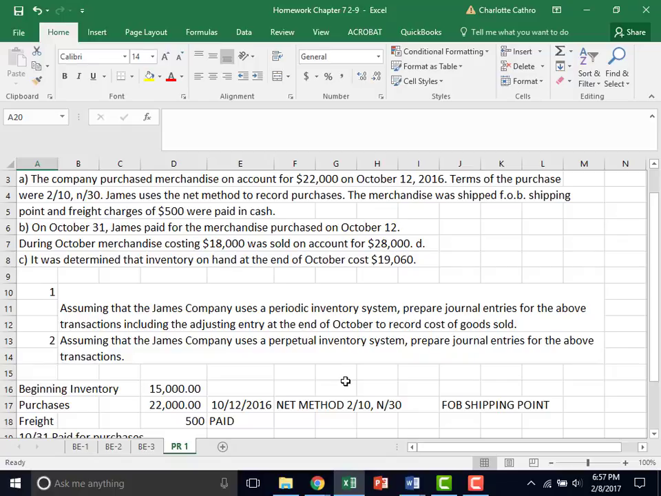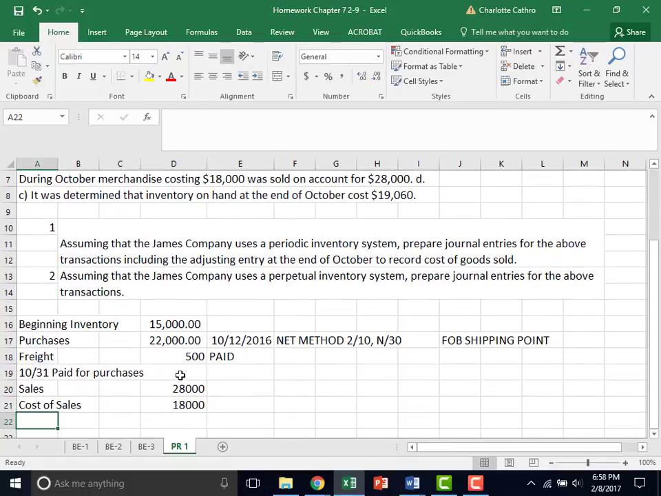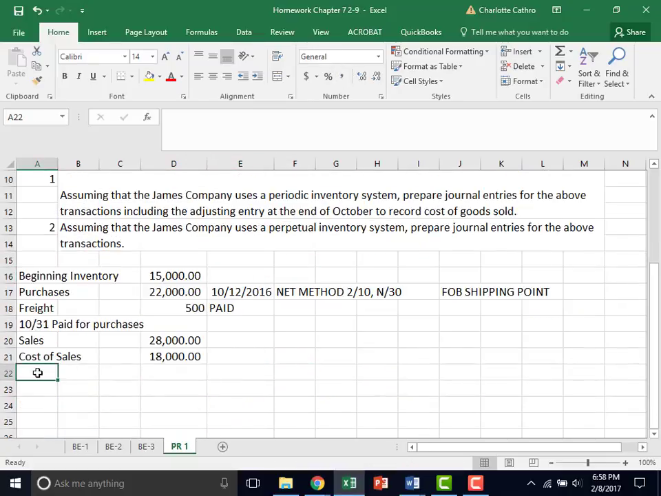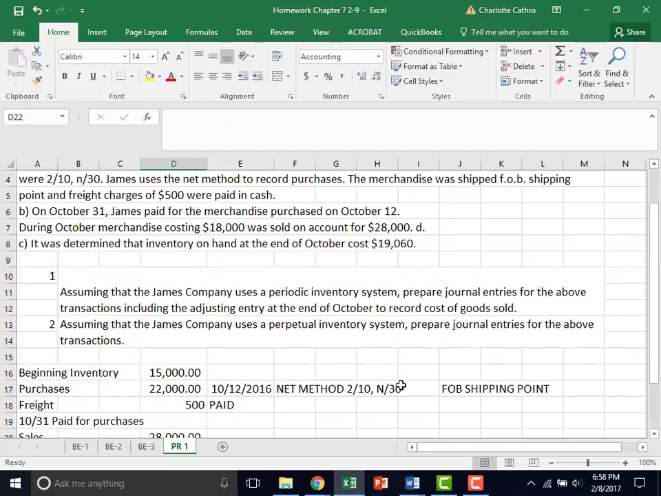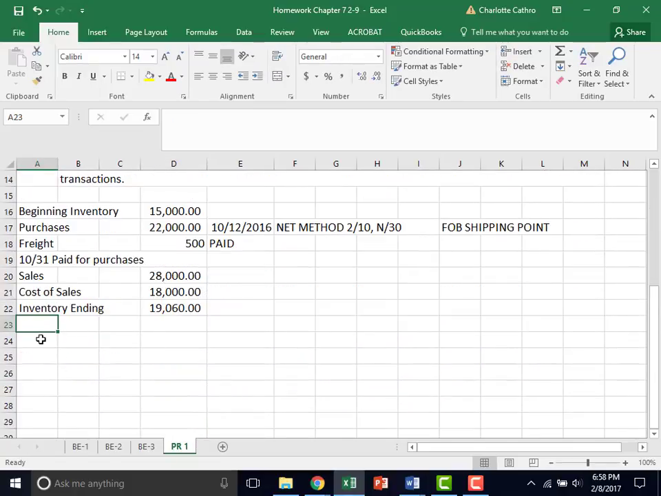Then during October, our sales, 28,000, and our cost of sales was 18,000. So again, I'm just writing down all the information that's given in the problem. And then last, our inventory ending, it tells us in Part D is 19,060. Sorry, this didn't copy and paste very nicely from the book.